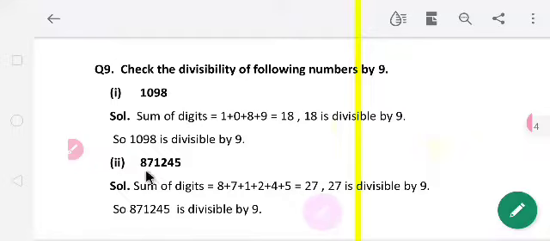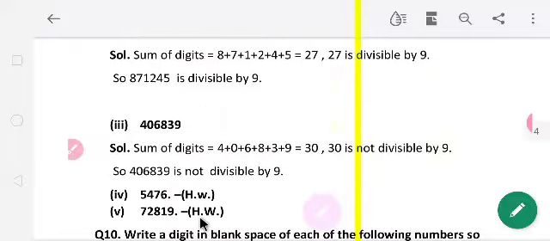Second one, 8,71,245. So first we'll find the sum. So 8 plus 7 plus 1 plus 2 plus 4 plus 5. If we add, we'll get 27. And 27 is divisible by 9. How many times? 3 times. So we can say that if 27 is divisible by 9, then the number 8,71,245 is also divisible by 9.